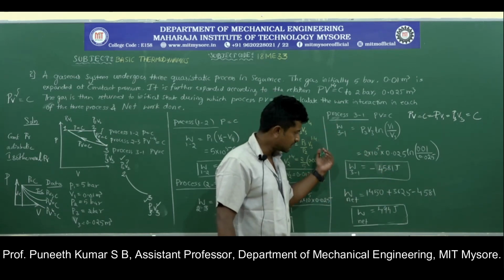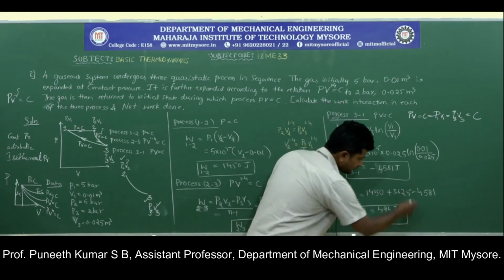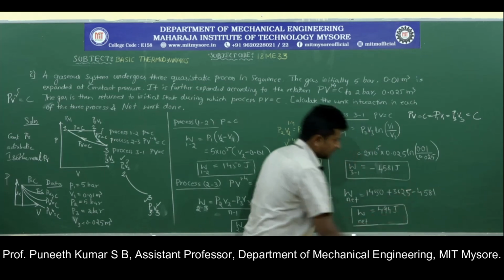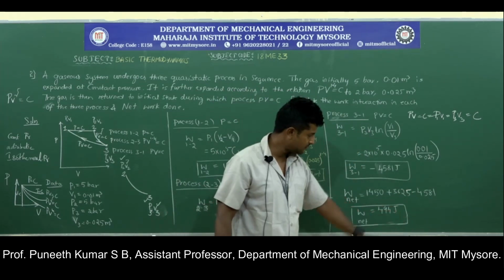To get the net work, summating all of these things, we will get the net amount of work, which is 494 joules.